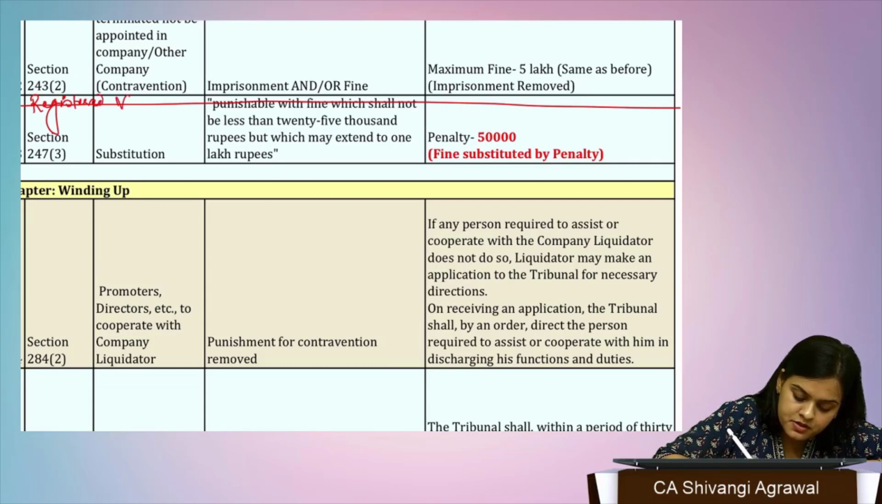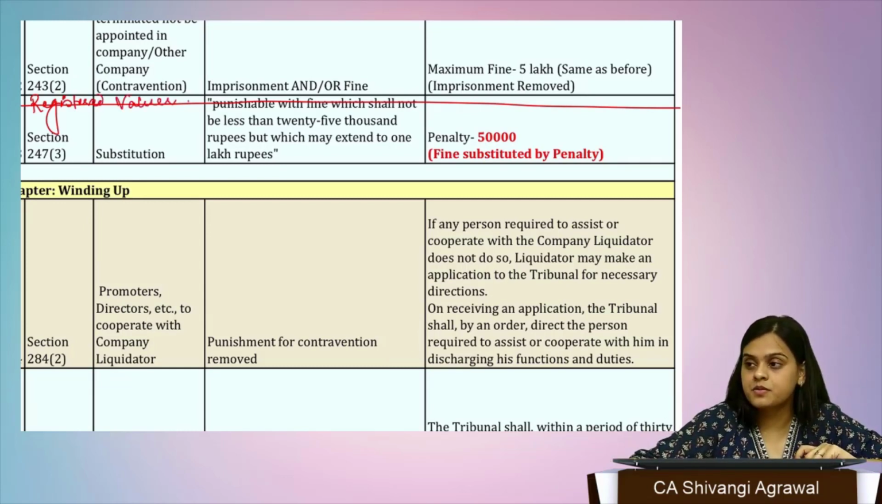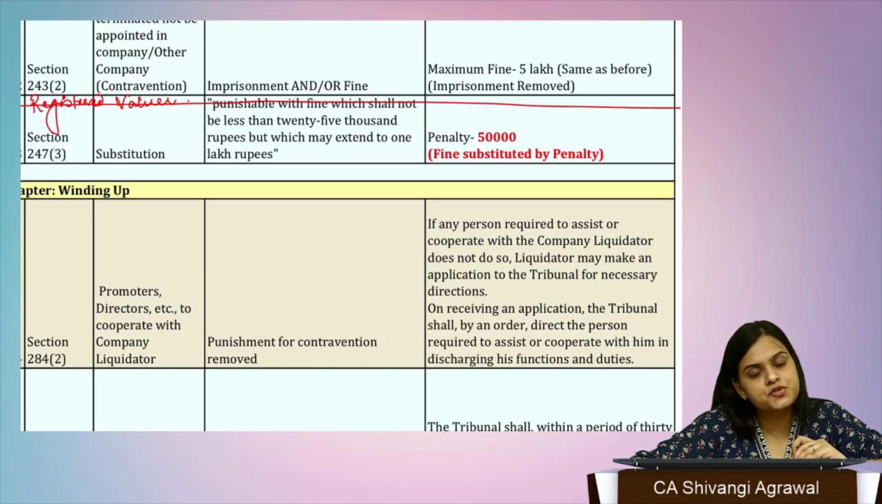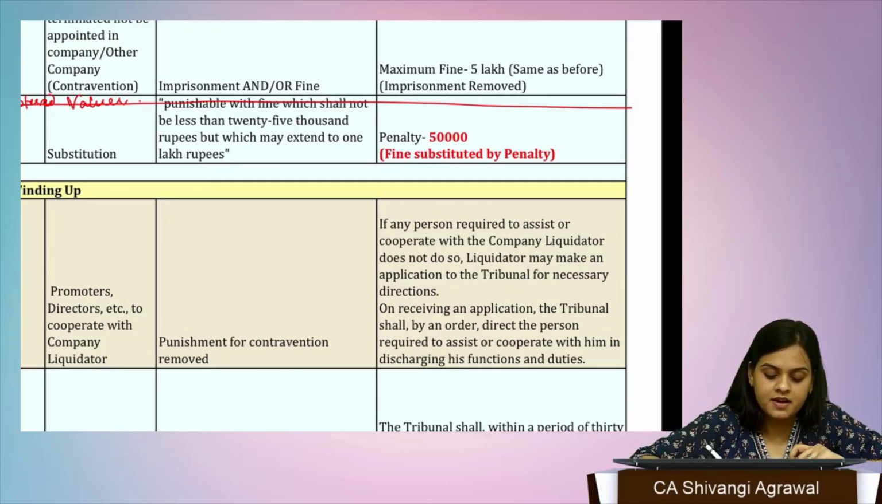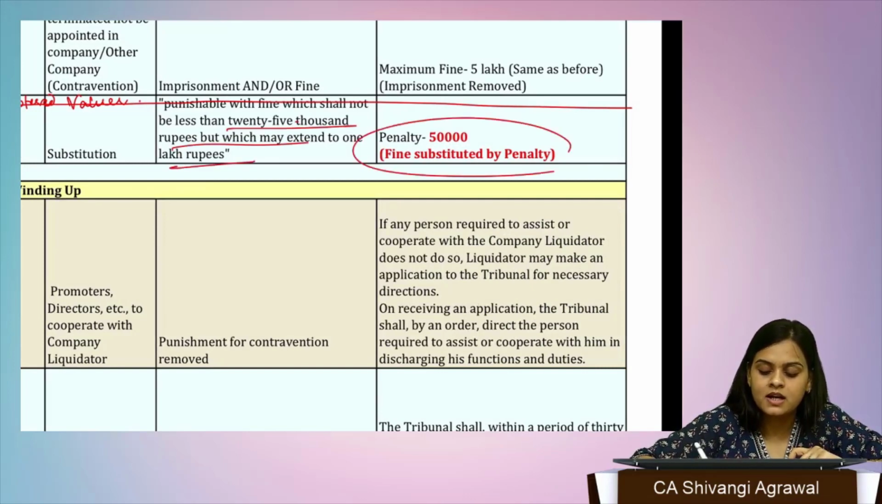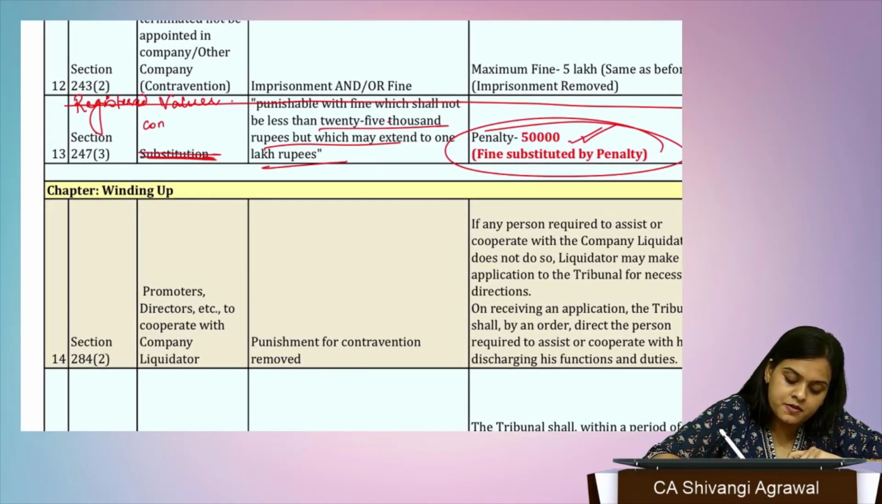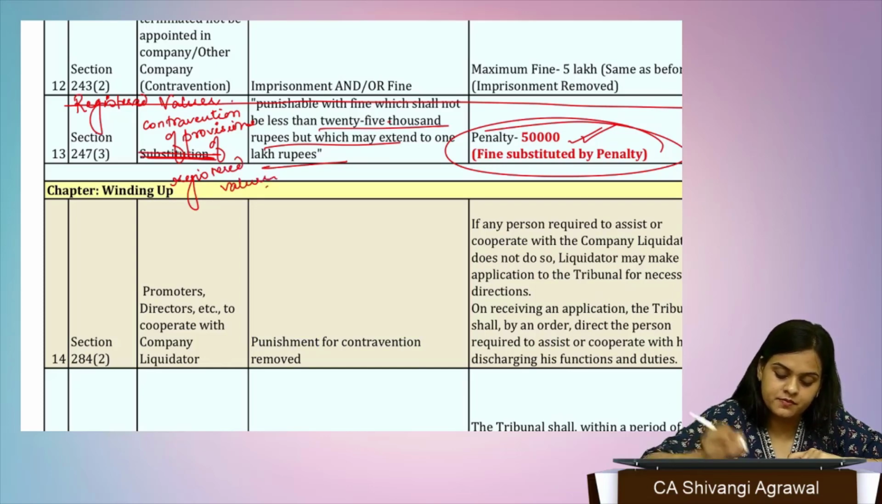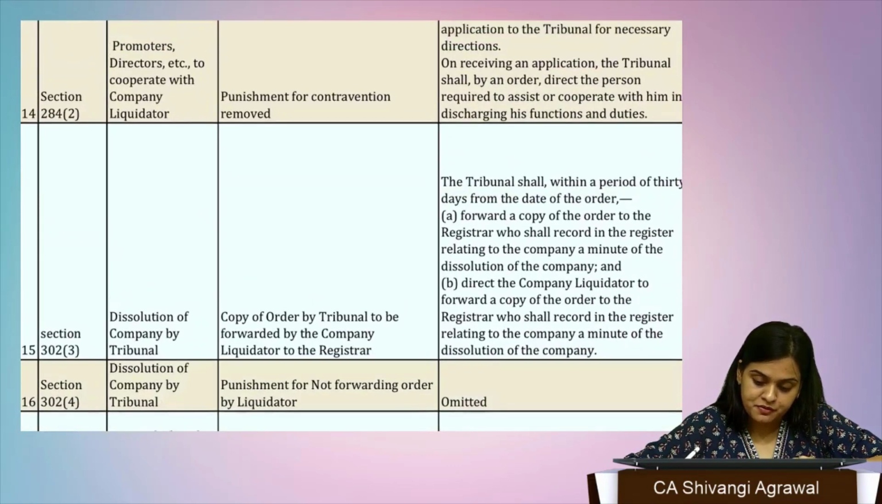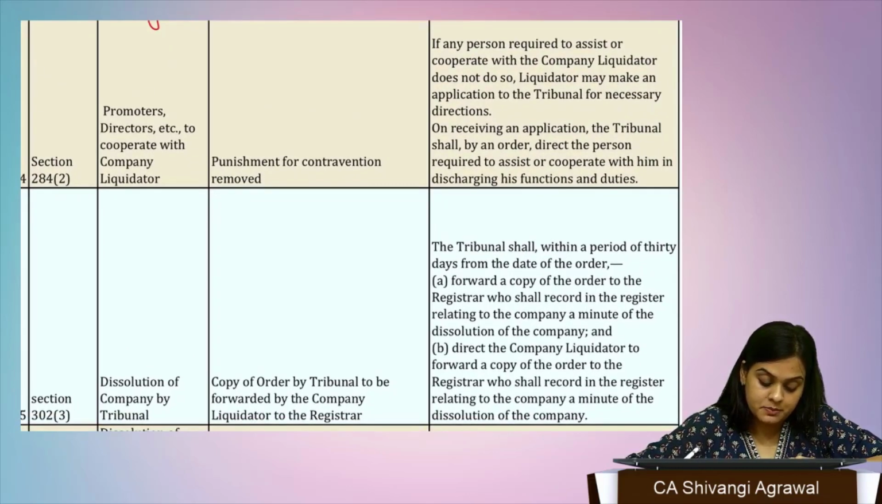Section 247, my dear, is about registered valuer. The registered valuer also has certain provisions to comply with. If they contravene those provisions, earlier there was a fine, minimum 25,000, maximum 1 lakh. Now it has been substituted with a straightaway penalty of 50,000. Contravention of provisions of registered valuer. You write like this, you will understand and you will remember. Okay, next we have the chapter of winding up. Quite some amendments in the chapter of winding up also.